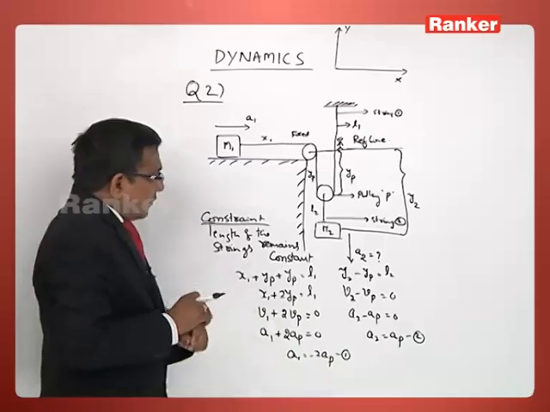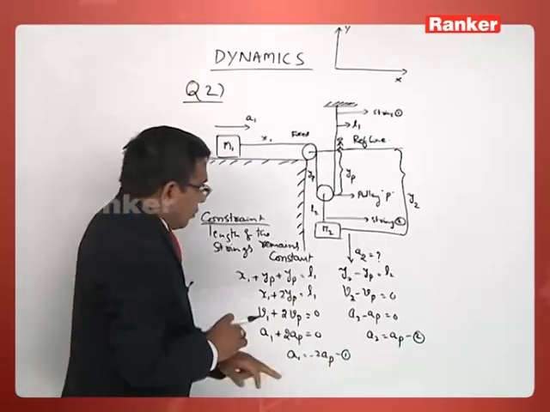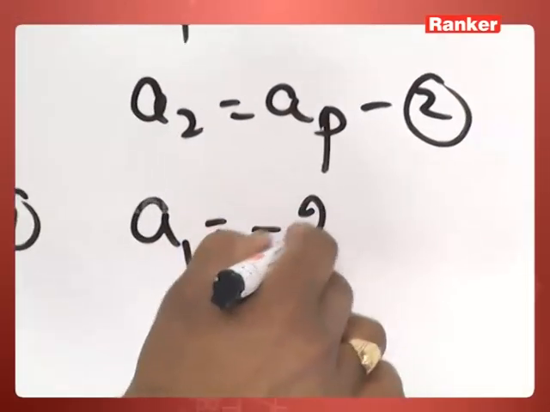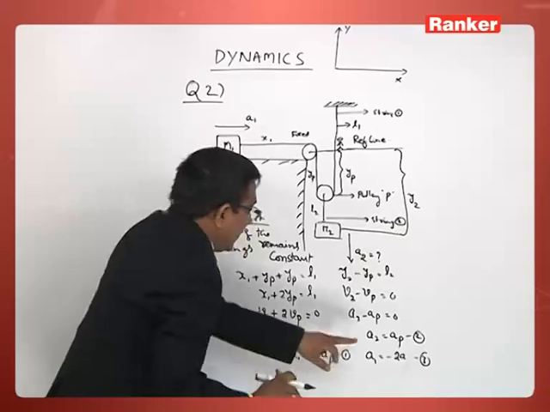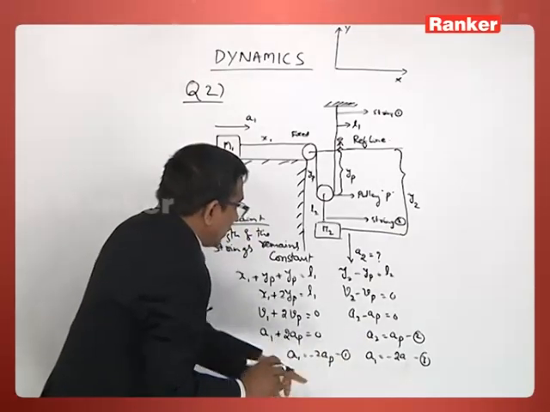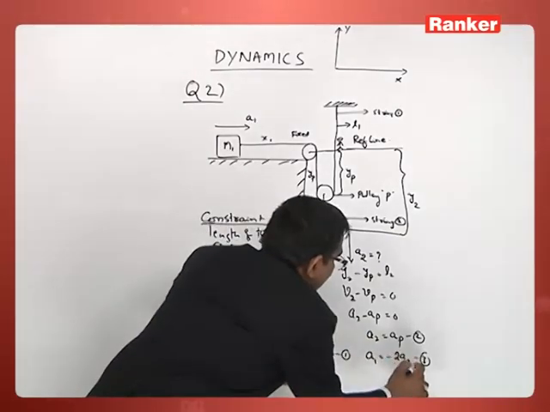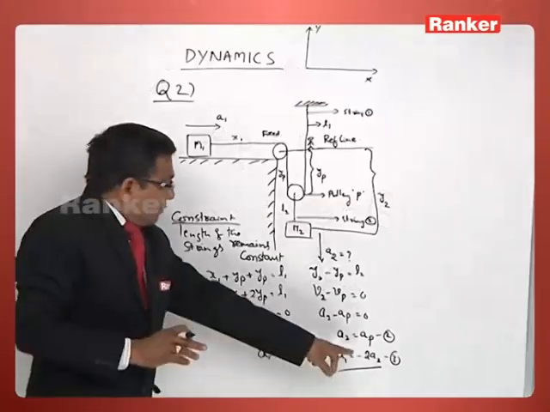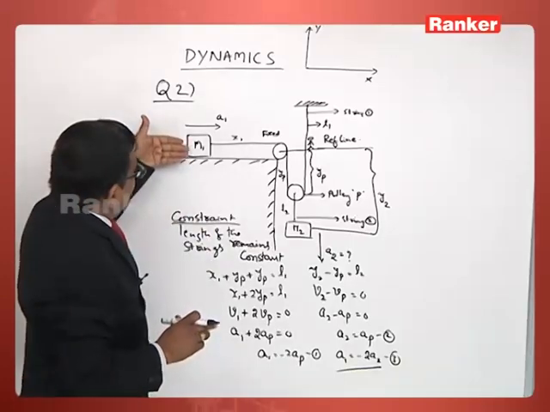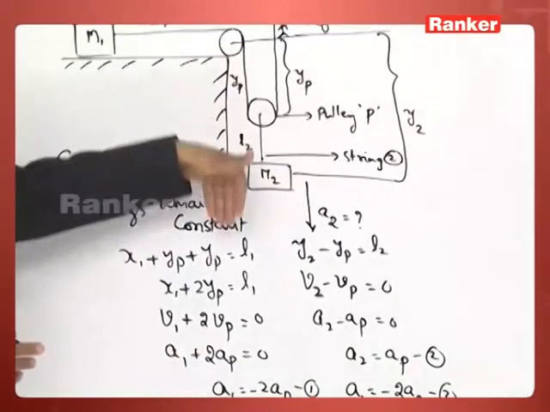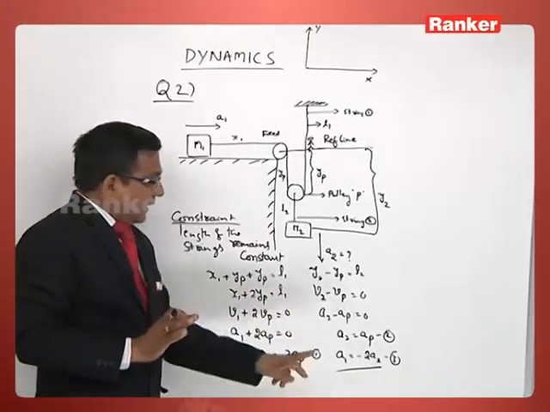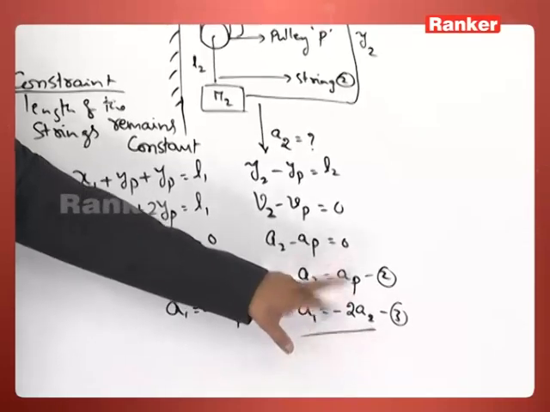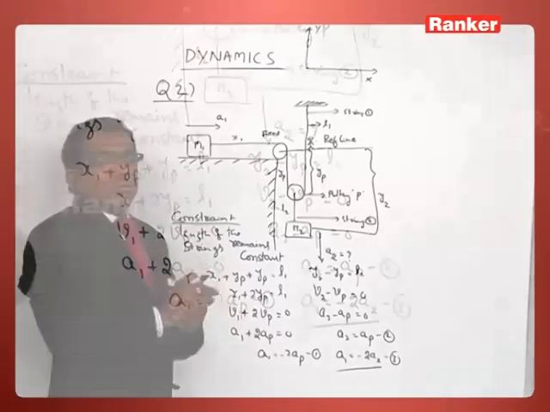Now if you observe equation 1 and equation 2, what are you going to get? A1 is equal to minus 2AP, this is equation 3. If you substitute A2 for AP, A1 is equal to minus 2A2. Minus indicates directions. As M1 is moving in the forward direction, M2 is moving downwards. That means they are moving in different directions. For magnitudes we have to take A1 is equal to 2A2, that you are going to get. Now from this, you have to calculate A2.